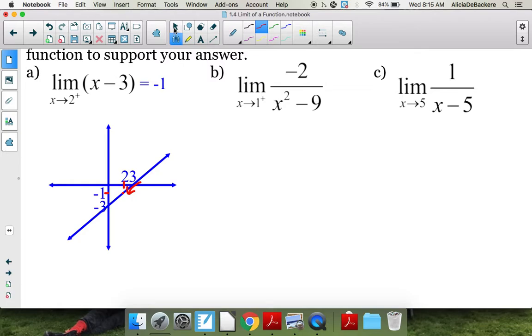All right, next function. The next function I'm looking at is f of x is negative 2 over x squared minus 9. So I might remember what this kind of looks like. There are breaks in this graph. So this is not a continuous graph, the breaks in this graph come from what makes the denominator equal to 0.